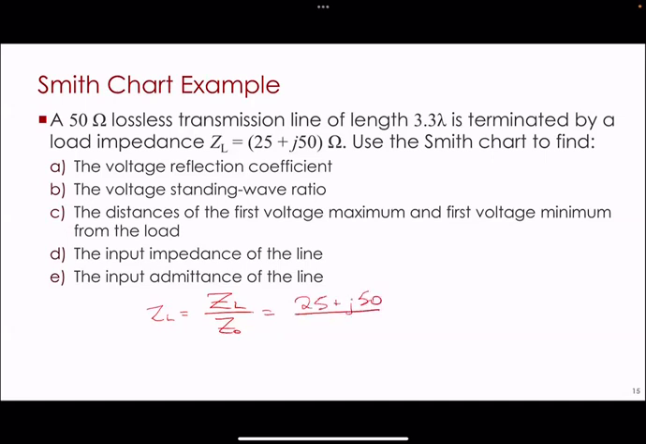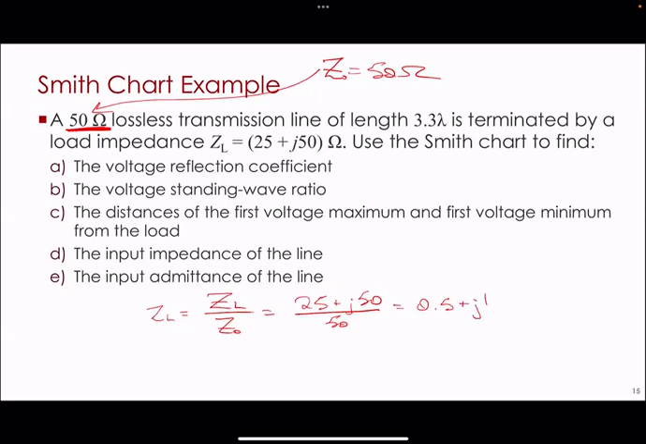What's Z naught? 50. That's what tells you Z naught equals 50. We use 50 a lot, but don't always just assume it's 50 because it could be something different. So we do that, and we get 0.5 plus j1. I'll put a 1 there, but you don't have to.